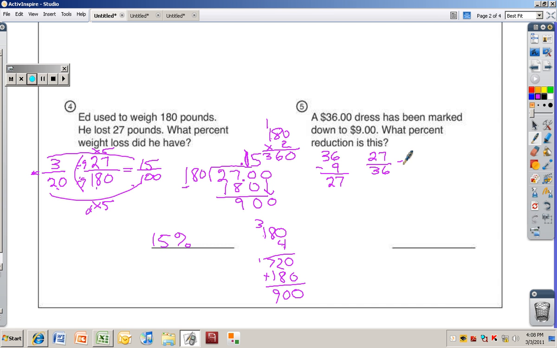Okay, so we can do this 2 ways. We can do the division problem or we can reduce it and see how it works. What do you guys want to do? Reduce. Let's reduce it. Okay, what goes into both of these numbers? 9. 27 divided by 9 is? It's 3. And 36 divided by 9? 4. Good. And then 3/4.